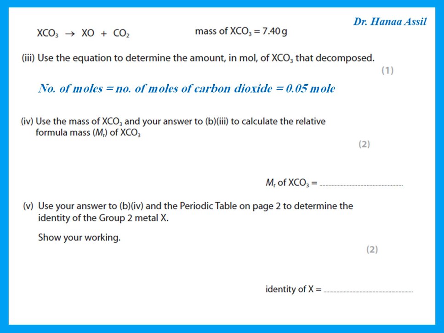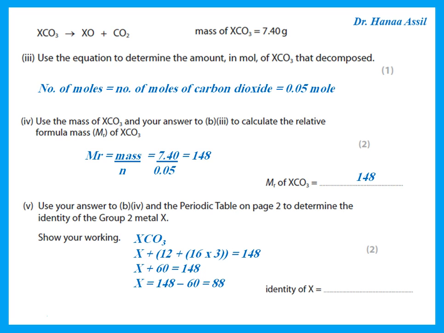You should know. He says the mass of X carbonate is this. I can use the mass to get MR. Number of moles is mass over molecular mass, so molecular mass is mass over number of moles. He gives me the mass 7.4. We got the number of moles as 0.05, and that gives me an MR of 148. That means the total masses of X plus carbon plus 3 times 16 for oxygen, all of them total 148. Can we get what X is?